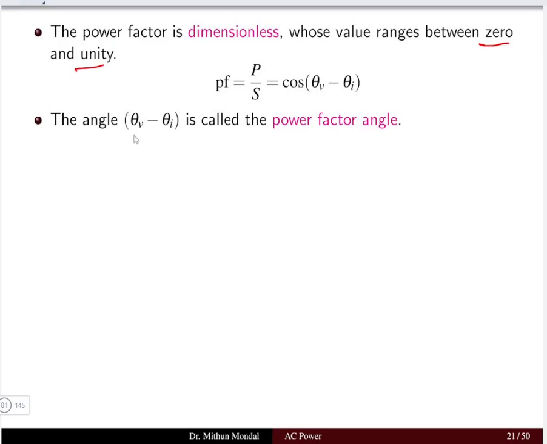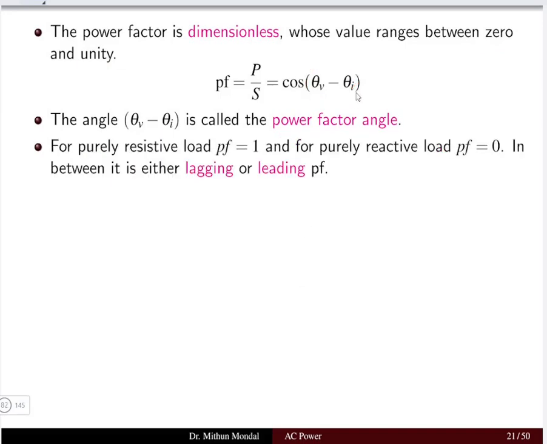The angle difference between the voltage and the current is known as the power factor angle. The reason is that if we apply the cosine of this, then we'll get the power factor. So it is known as the power factor angle. The difference between the angle of the voltage and the current is known as the power factor angle.